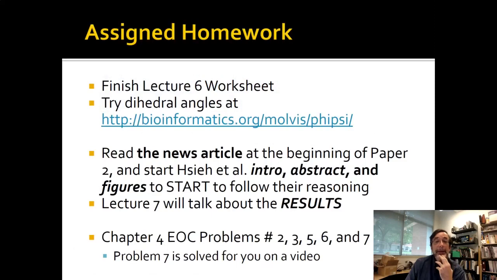All right, so you have a Lecture 6 worksheet. You can't quite finish it yet. It has some concepts that will come later, but let's go ahead and give you those concepts. Remember to start reading. Read the news article. You can do that this weekend, and you can start to read the intro, the abstract, and look at the figures. Don't look at the results of the main reading just yet. You can skim it if you want, but we will really talk about it in earnest in the lectures on Monday.